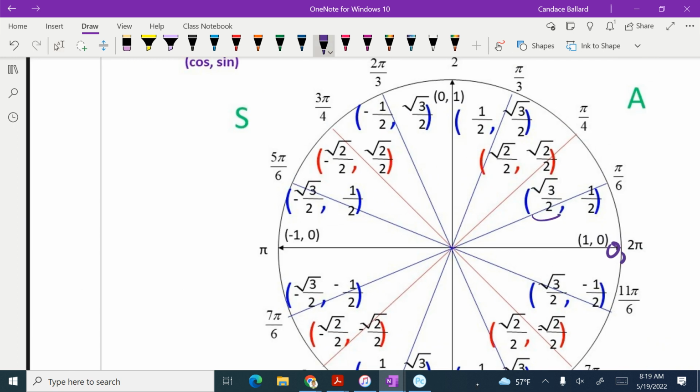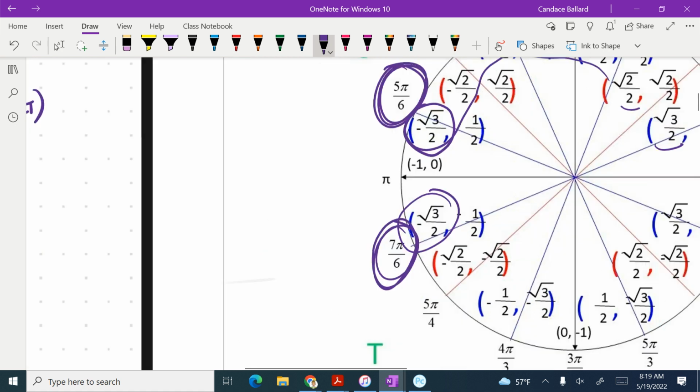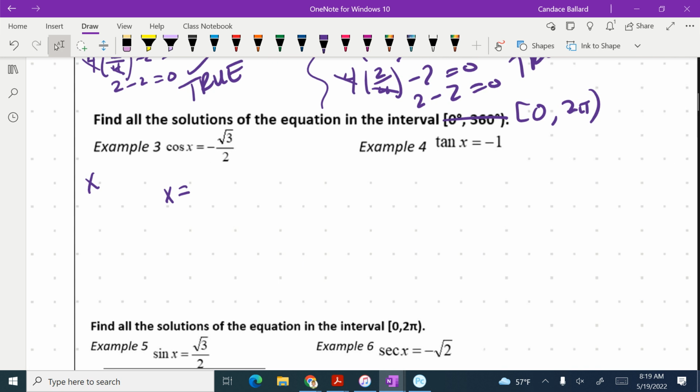So I'm here on my circle. I'm looking for the x value. That's positive. I'm just walking around my circle. Oh, I found one there. So I get to write down 5 pi over 6. Let's see. I'm going to keep going. I see another one here. So I get to write down 7 pi over 6. And keep looking. That's the last one, right? So I'm going to write down 5 pi over 6 and 7 pi over 6. That's it. That's all there is to it for that particular example.